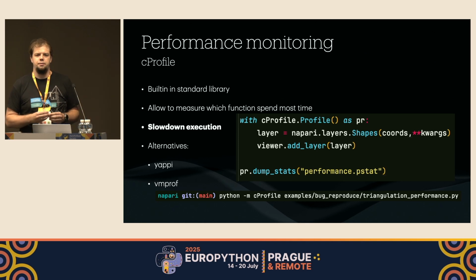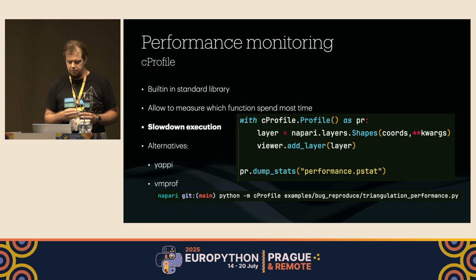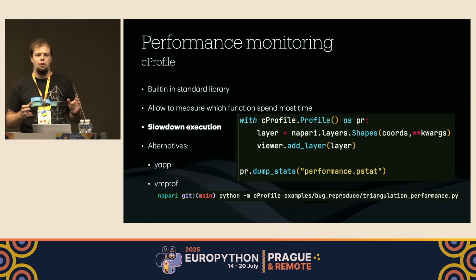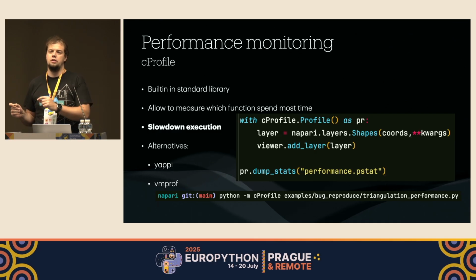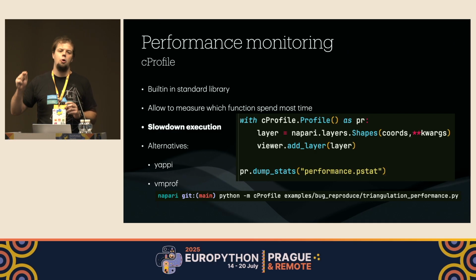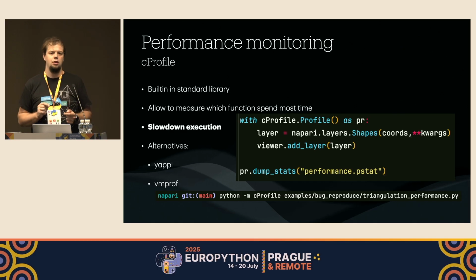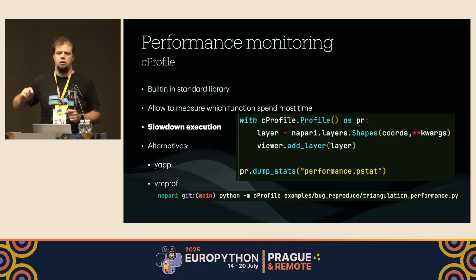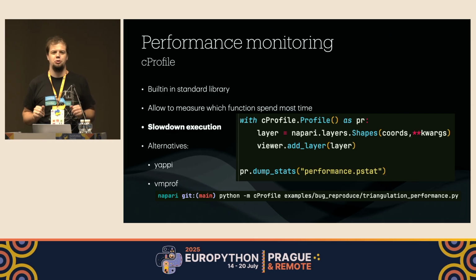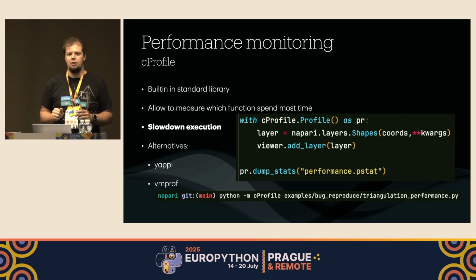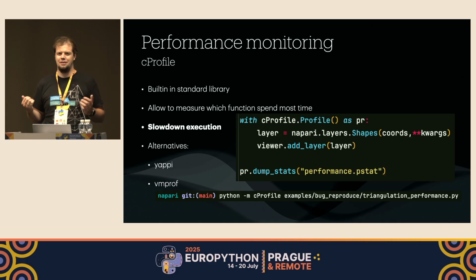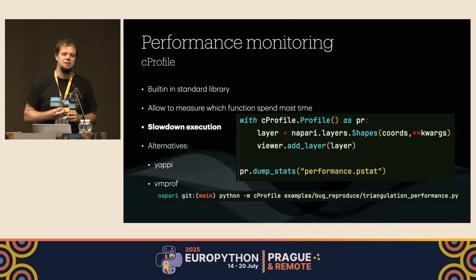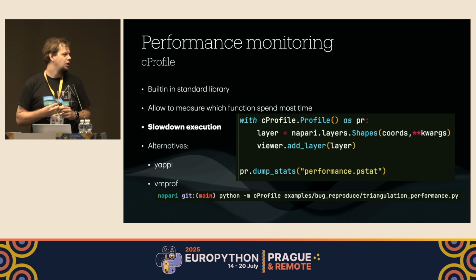cProfiler, built into the standard library, allows you to have detailed information about which function takes how much time and how many times the function is called. Because it might happen that you don't want to speed up the function. It might not be possible to speed up the function. You might just reduce the number of function calls by an order of magnitude. And that is the speed-up that you would like to achieve.